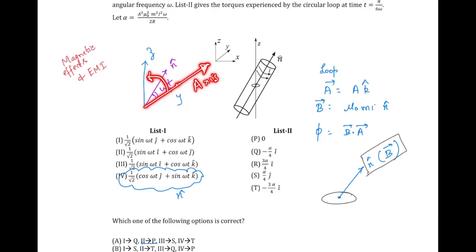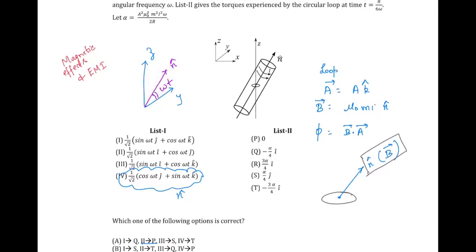in the fourth case. From n cap we are predicting that: cos omega t j cap plus sin omega t k cap. So this angle should be omega t. And as time progresses, this n cap is rotating in that sense.